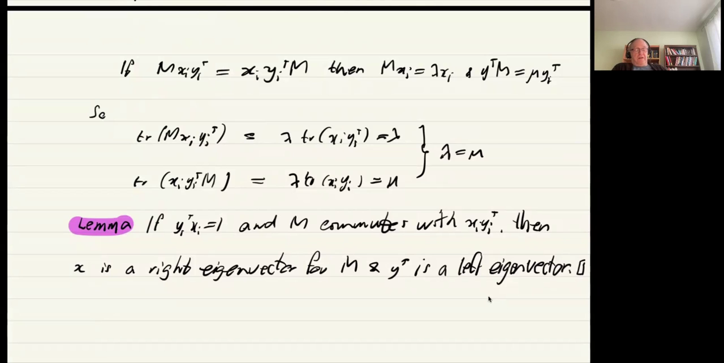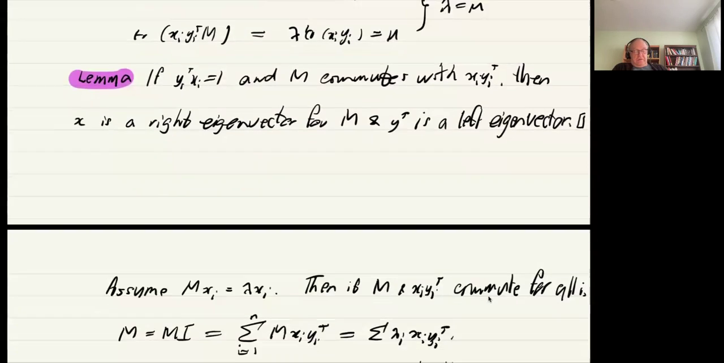Now, if we compute the trace of these two, these two traces are equal. The M xi yi transpose just gives you a lambda, so you get the trace of lambda on this, so you get lambda, and the trace of this is mu, so lambda is equal to mu. And so this tells you that if M commutes with xi yi transpose, then xi is a right eigenvector, yi transpose is a left eigenvector, and they have the same eigenvalue. Okay. And so that's what I've written down here. Okay. So we have that.